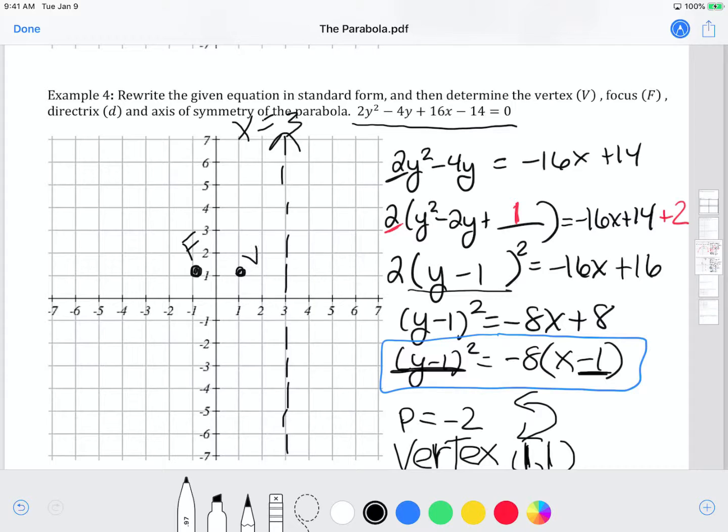So this is my vertex. I've got my focus and I've got my directrix. Now to see how wide it opens, from the focus out, I'm going to move out a distance of 2p. So I'm going to move out 4 in either direction. And that will tell me how wide it opens. And there's our parabola.